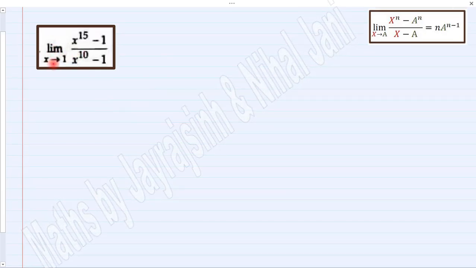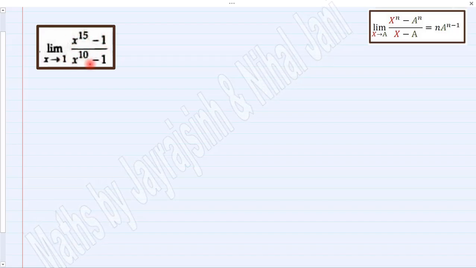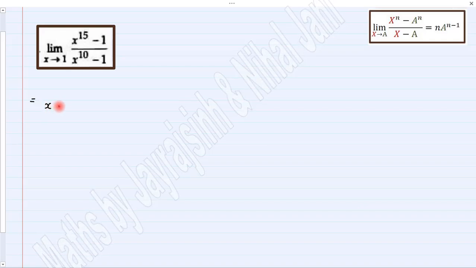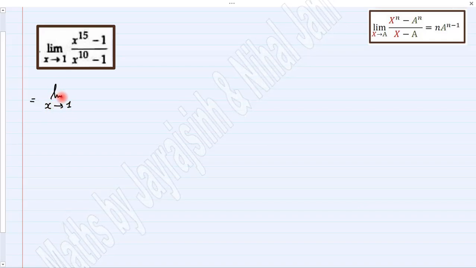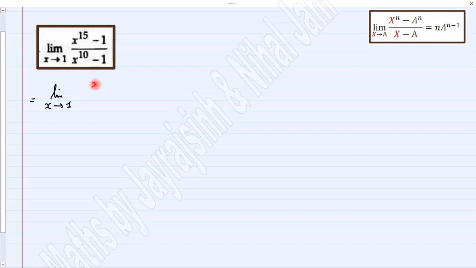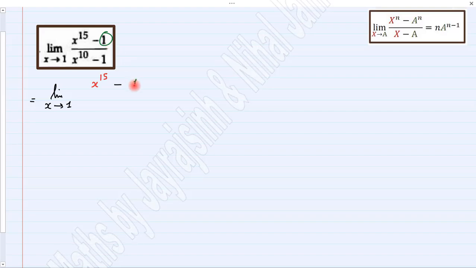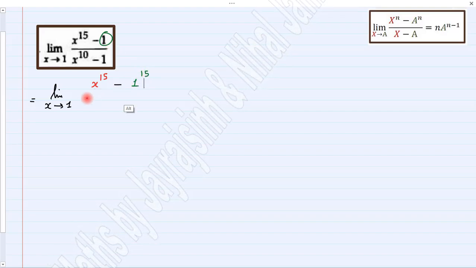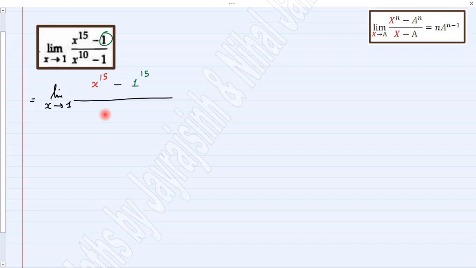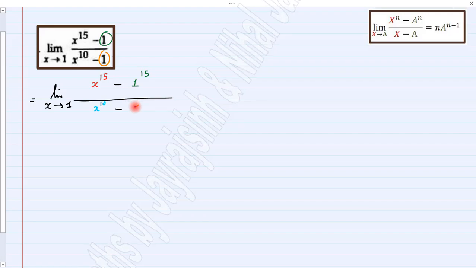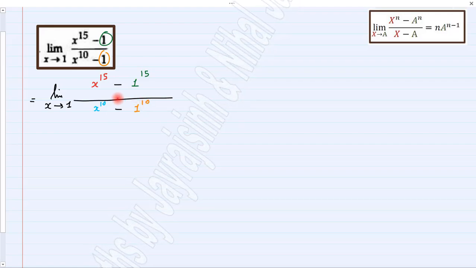In this question, we have to find limit x tends to 1, (x^15 - 1) upon (x^10 - 1), which is in the form of 0 by 0. So let's try to convert our question into the standard form. We have limit x tends to 1. In numerator, we have x raised to 15 minus 1, which can be rewritten as 1 raised to 15. And in denominator, we have x raised to 10 minus 1, which can be rewritten as 1 raised to 10.